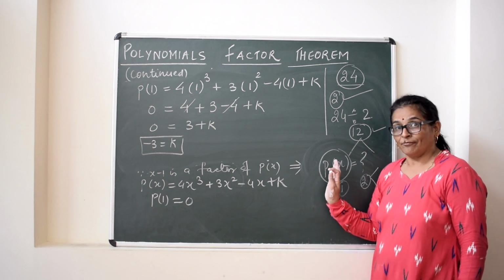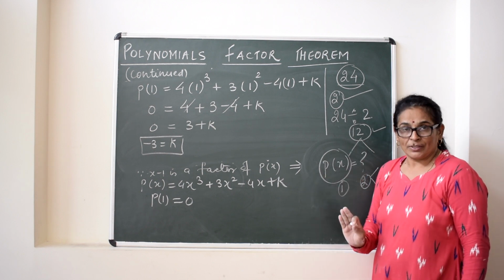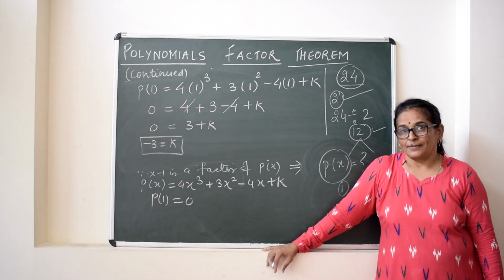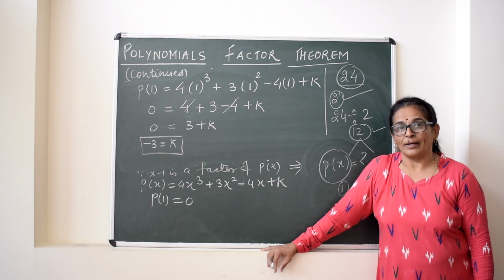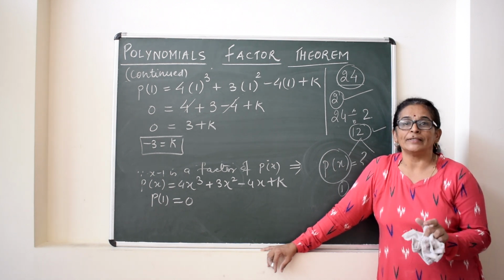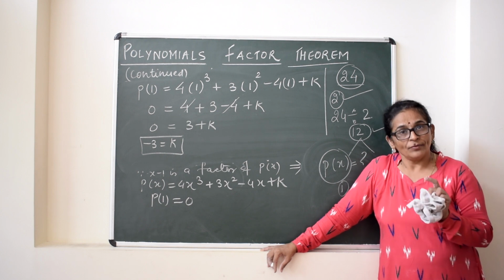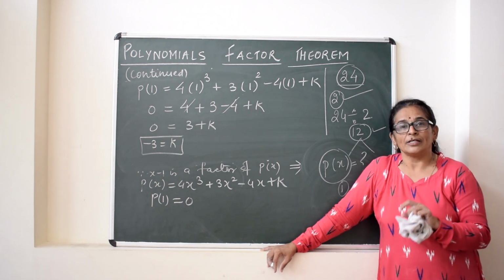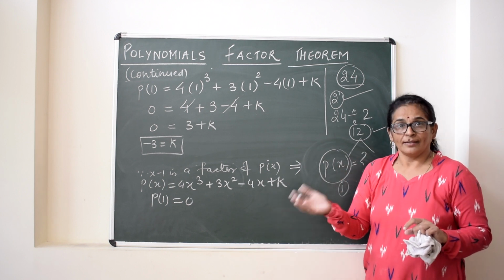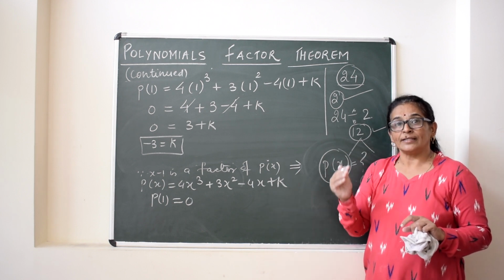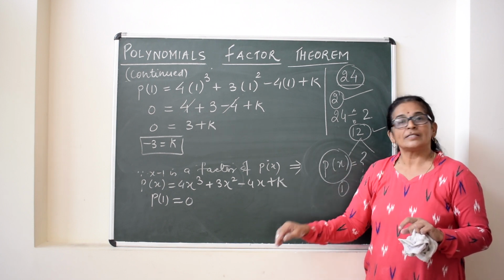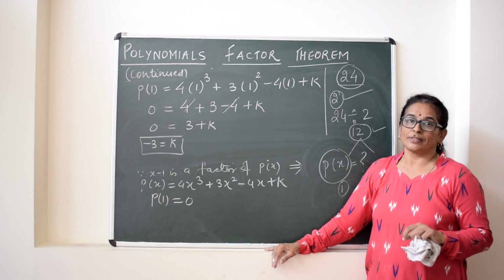This we will be doing for cubic polynomials, okay? Because quadratic polynomials can easily be factorized either by using the identities or by splitting the middle term. So we will use the factor theorem especially for cubic, biquadratic, and polynomials whose degree is 3 or more than 3. So we will see some examples in which we will use the factor theorem.